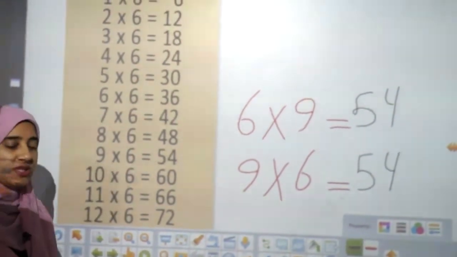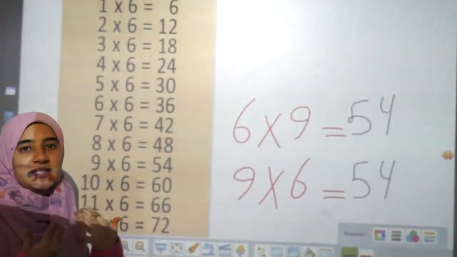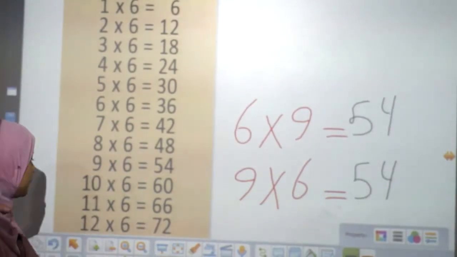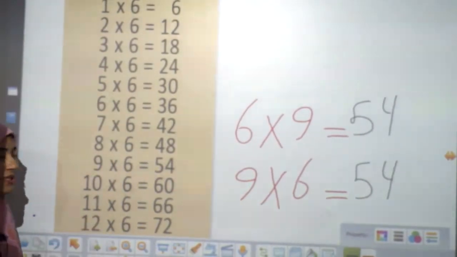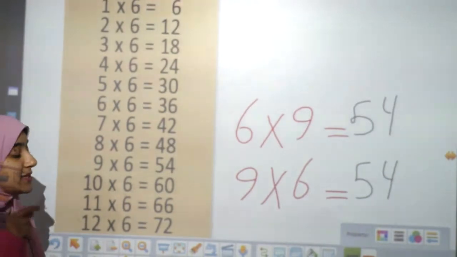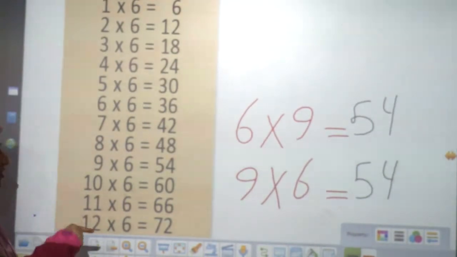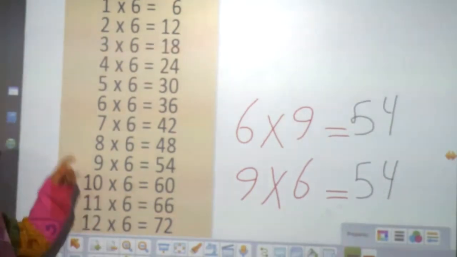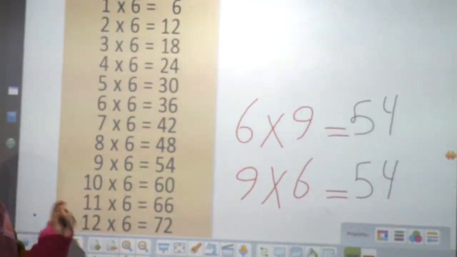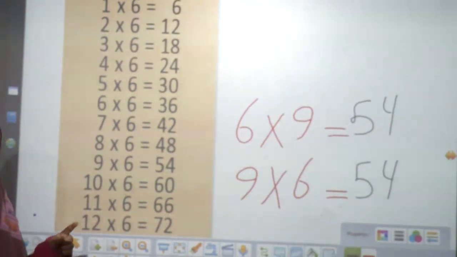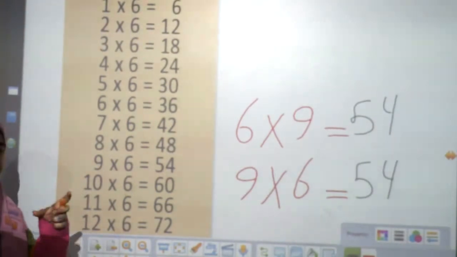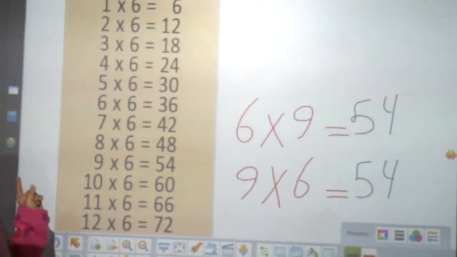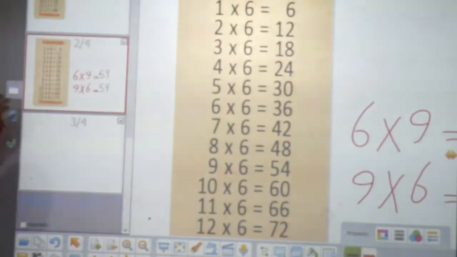11 times 6, we repeat the number. It would be 66. 12 times 6 equal 72. 6 times 12 equals 72. You write this in your copy book, grade 3. Write this one time in your copy book. It's classwork. And you take a photo and send it to me.